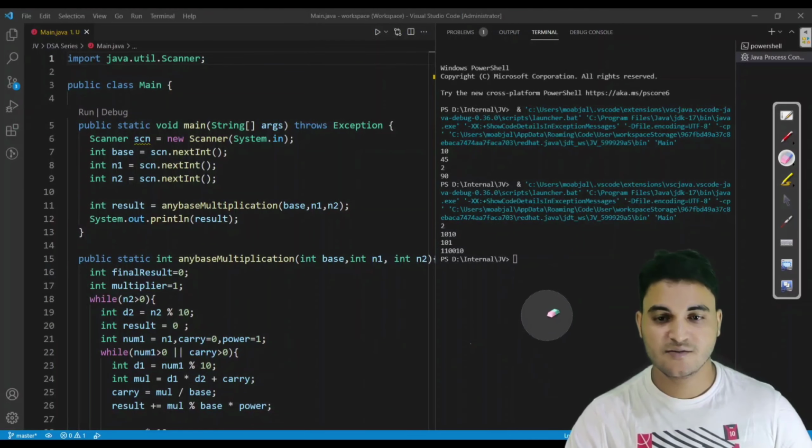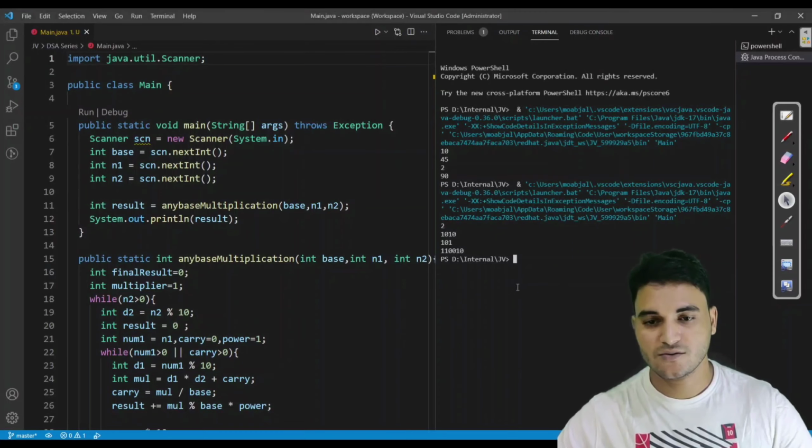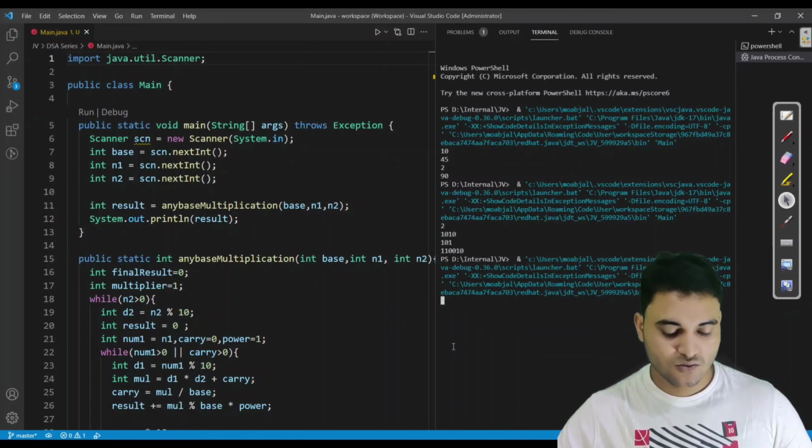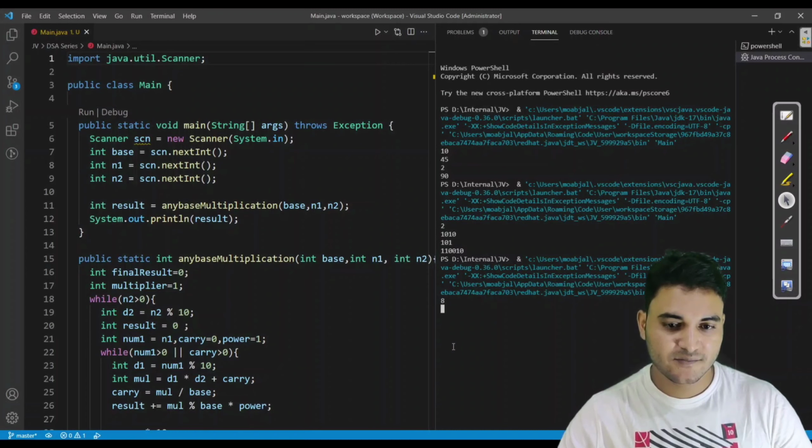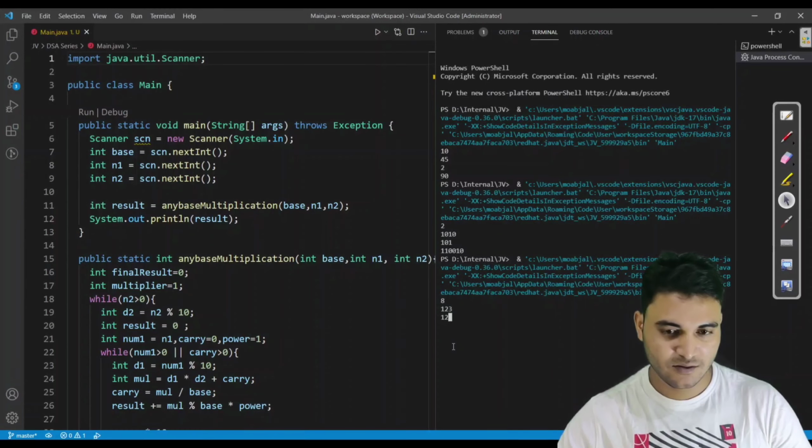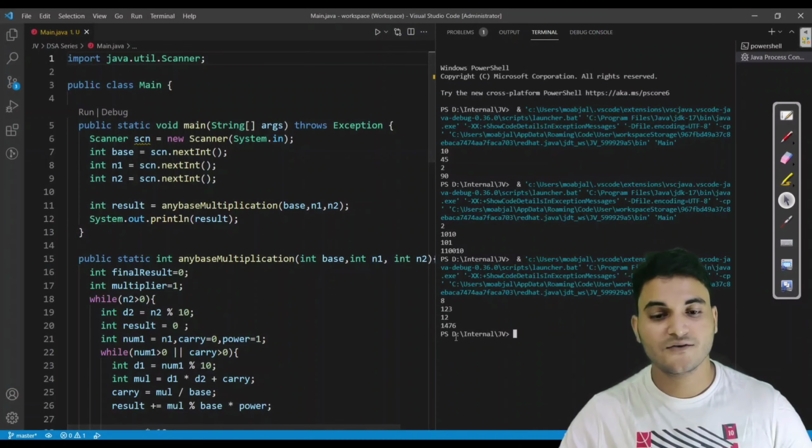Let us multiply two octal numbers also. So for octal, let us say I am entering base 8, and I am entering two octal numbers, which are, let us say, 1, 2, 3 and 1, 2. They are octal numbers. Let us multiply these. So we are getting 1476.